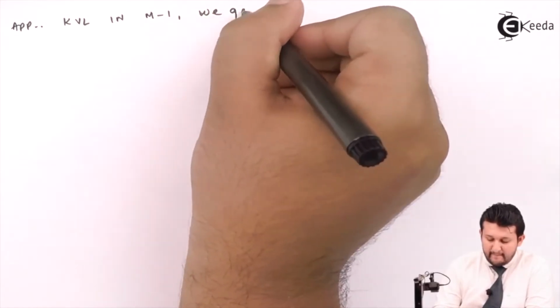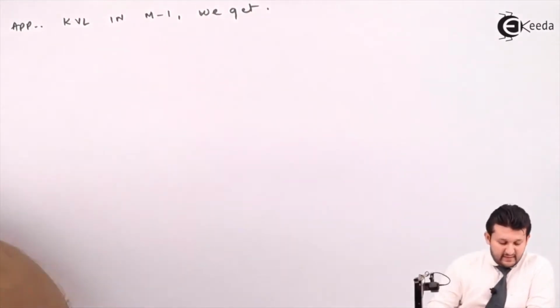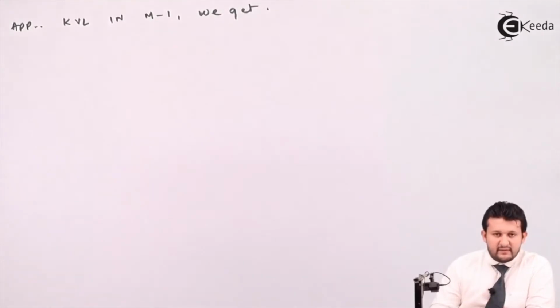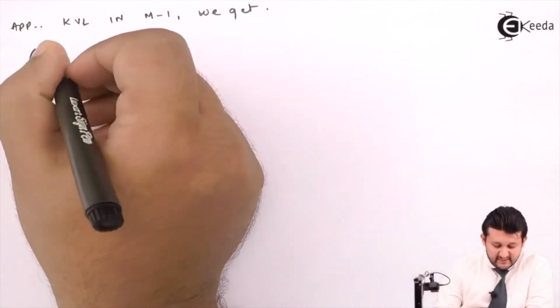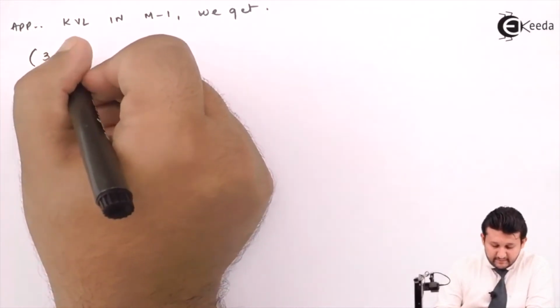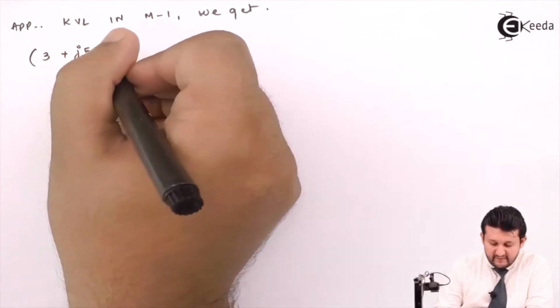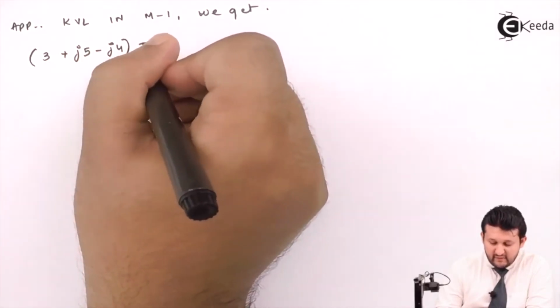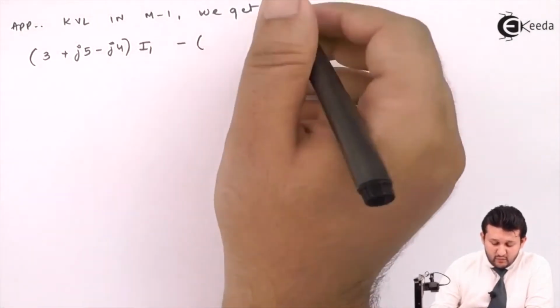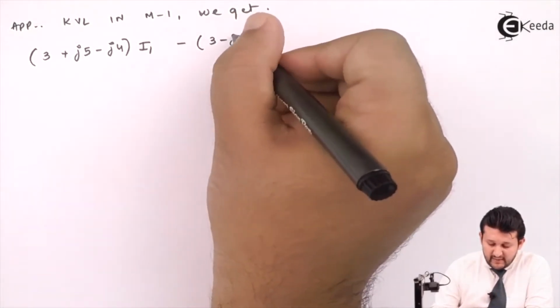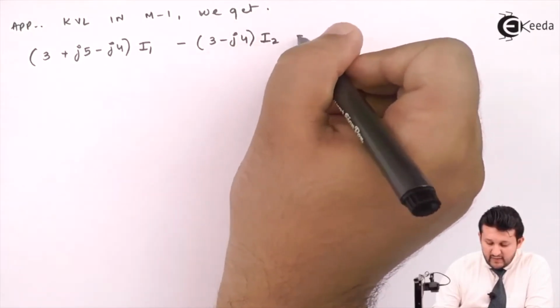In mesh 1, we get the equation. Add all the terms, real as well as imaginary, from mesh 1. So the equation will be, my dear friends, in this case 3 plus j5 minus j4. The current flowing is I1. Now you'll observe among these terms, is there any other current flowing? You will say yes, I2. So your sign will be negative. Which term? 3 minus j4, that is nothing but I2, equal to.